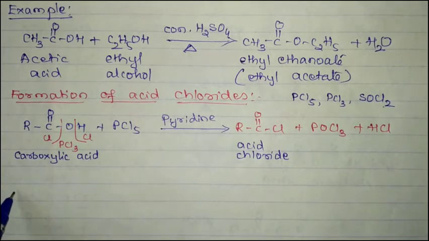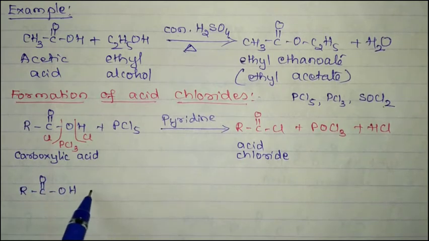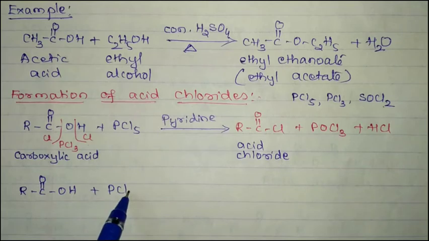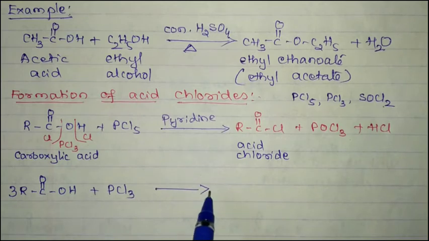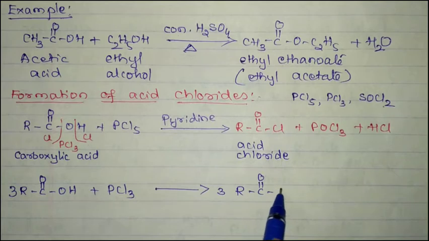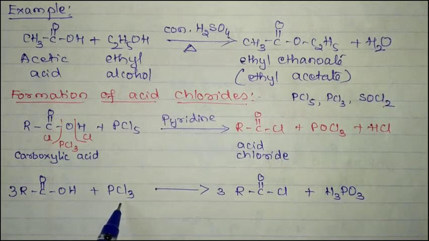Next, the reaction with PCl3. RCOOH plus PCl3. Here 3 molecules of carboxylic acid are required for this particular reaction. You are going to get acid chloride, RCOCl, plus phosphorus acid, H3PO3. This is carboxylic acid with phosphorus trichloride.